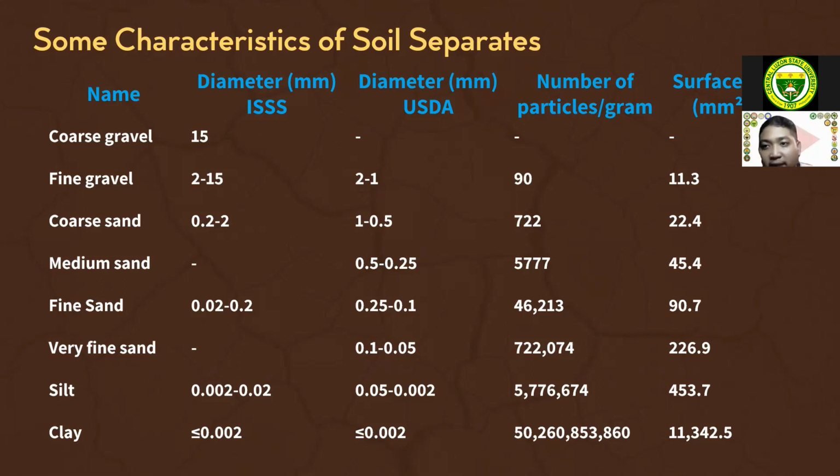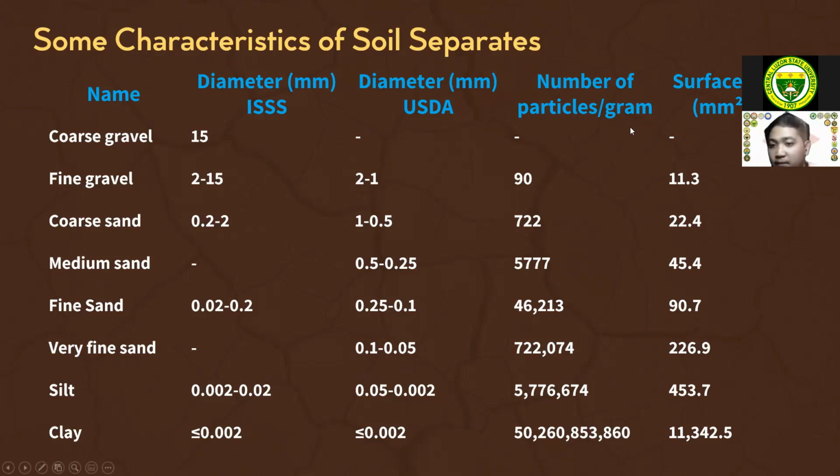Kaya pag mag-measure tayo ng texture, di ba, anong ginagamit nating sieve? Kung na-experience nyo sa laboratory, di ba, ang sieve na ginagamit natin is yung 2 mm. So, kailangan muna nating i-sieve yung sample natin sa 2 mm bago natin kunin yung texture using laboratory analysis. Kasi yung 2 mm lang yung kailangan natin sa texture. 2 mm pababa. Okay?